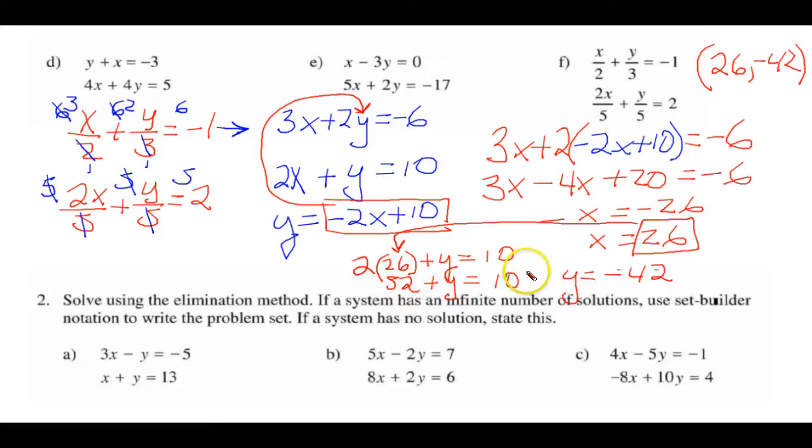Transpose that, we get a -52 plus 10. Y is a -42. And that's what our book has. Now again, just this one example took a lot of time.